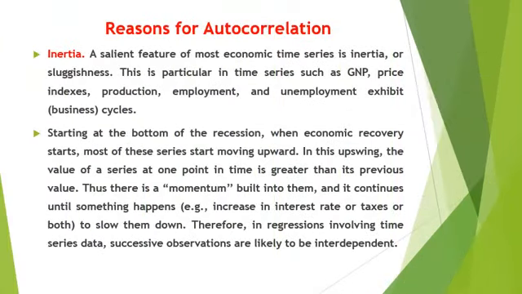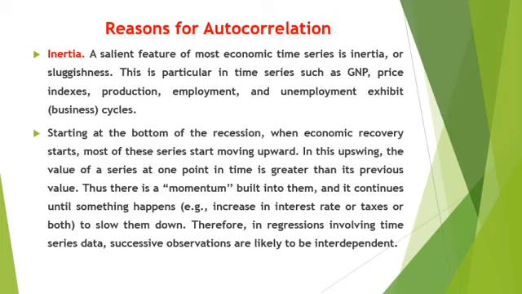Why does autocorrelation occur in a given set of data? Or what are the sources of the problem of autocorrelation? There are several reasons that can be cited, and some of them can be discussed here. The first important reason is the state of inertia or sluggishness, or the tendency to maintain the status quo. It is an important feature of most economic time series. This is more particular in time series such as GNP, price indices, production, employment and unemployment, characterized by cycles, or what we call business cycles.